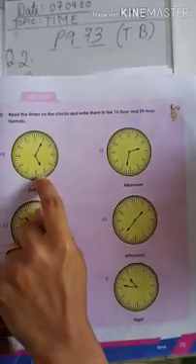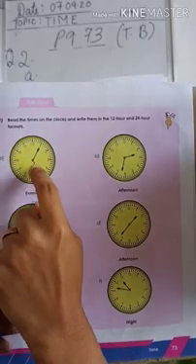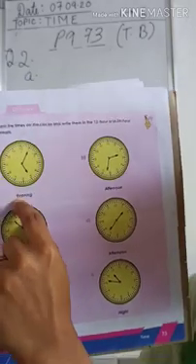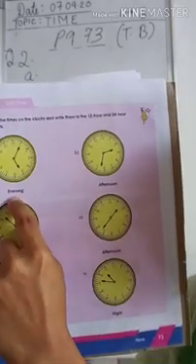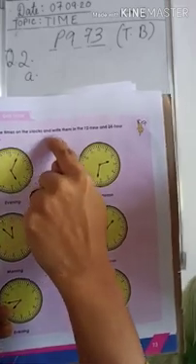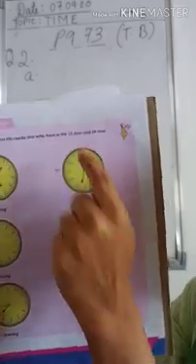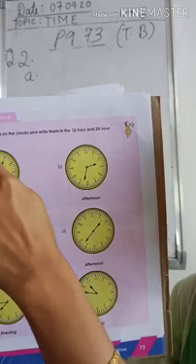The hour hand is on 5. And where is the minute hand? The minute hand is on 1. And what is written here? Evening time. So you have to read the 9 times on the clock and write them in 12-hour format as well as 24-hour format.